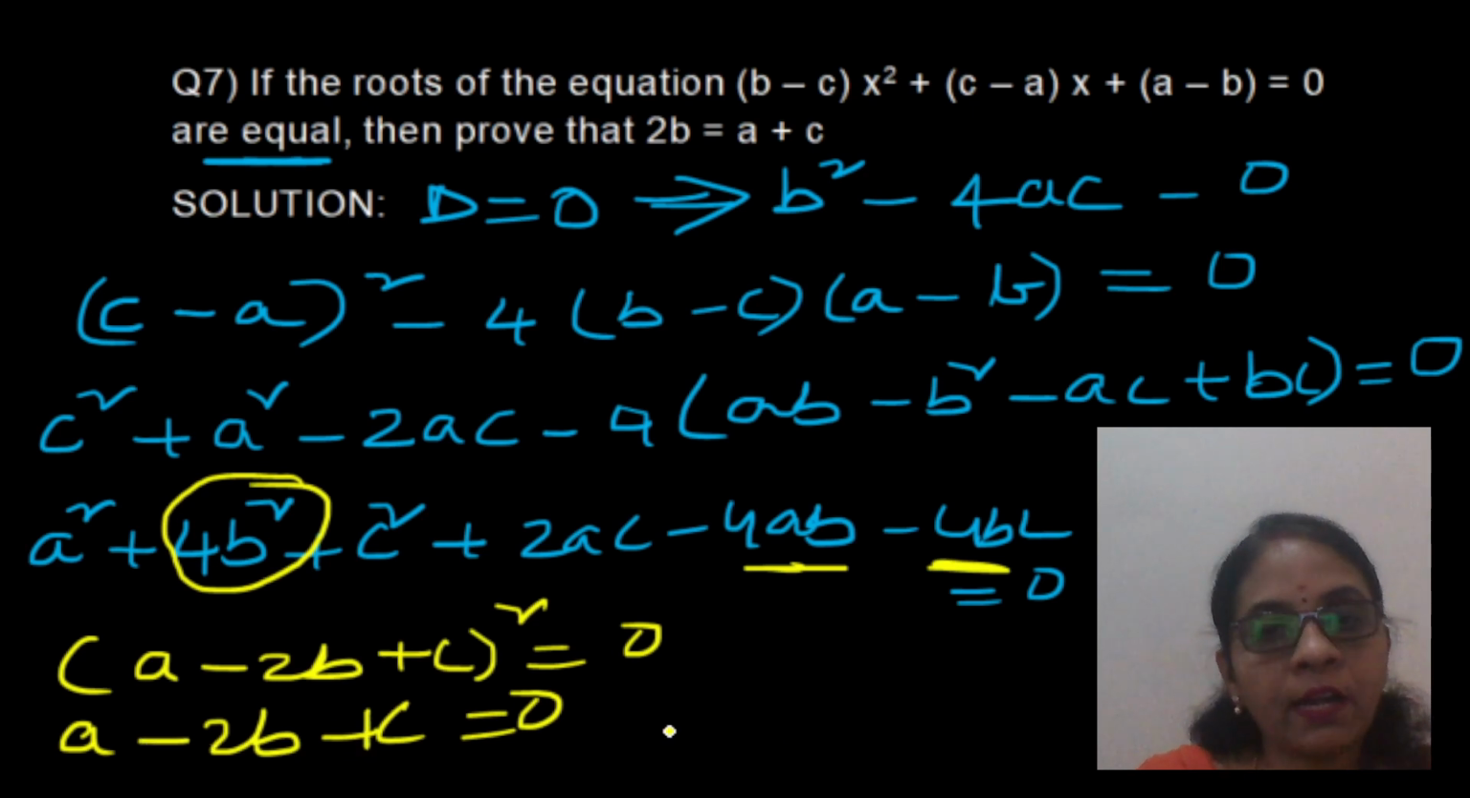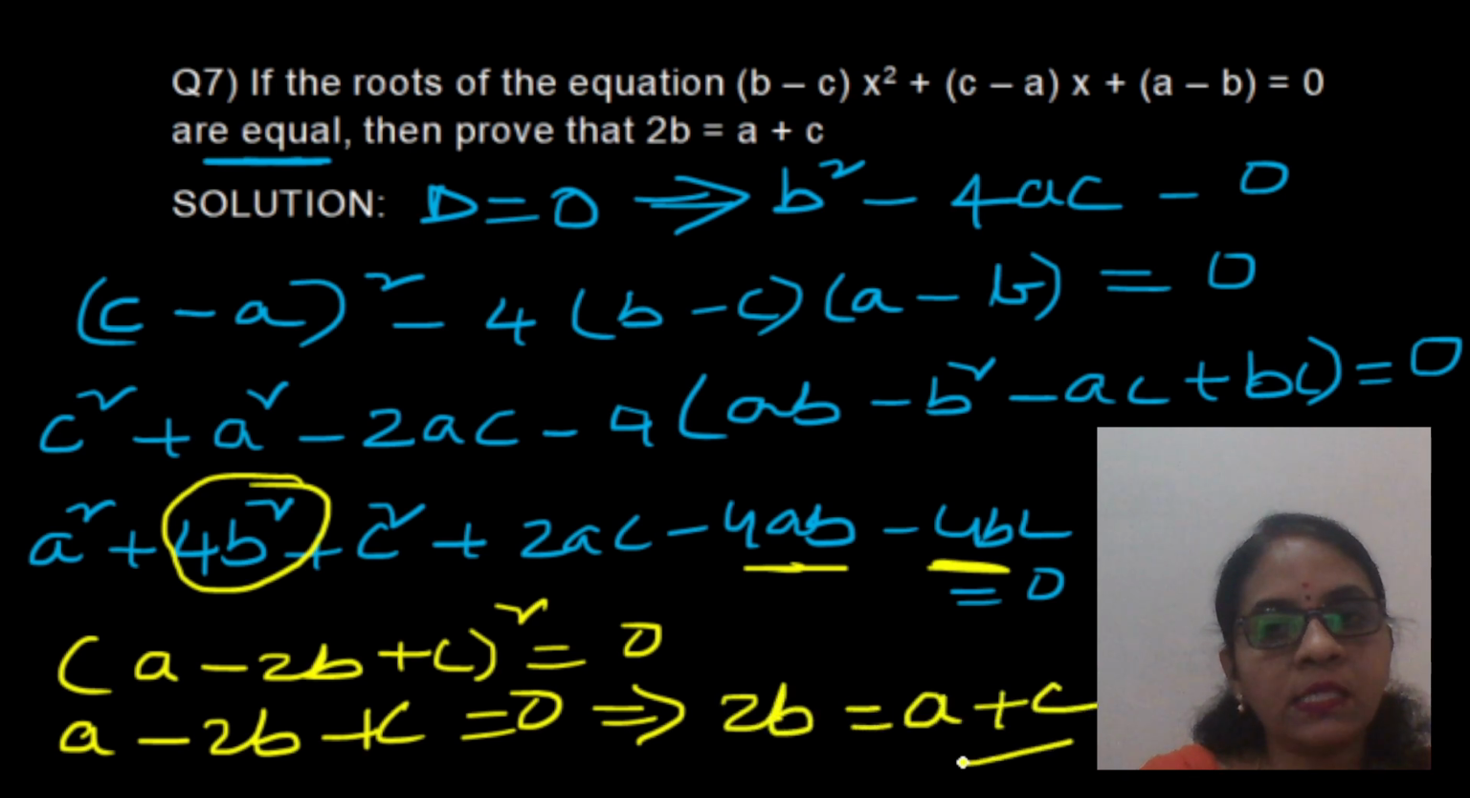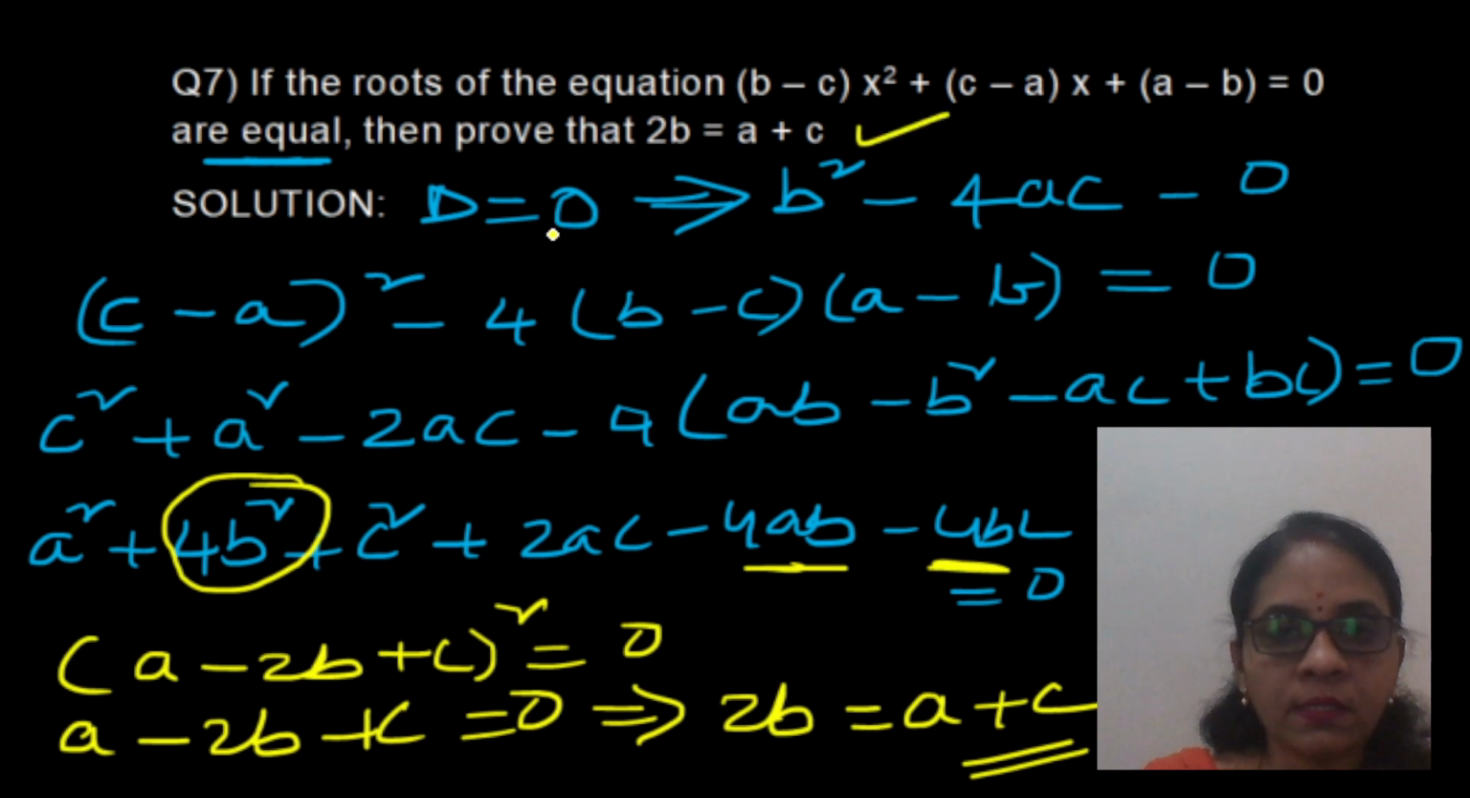Okay, and transpose 2b to the other side. So you have 2b is equal to a plus c. That is the result that is asked. Prove that 2b is equal to a plus c. Sometimes you may be asked to find the value of an unknown, sometimes you will be asked to find a result, whatever it is, apply the condition, then you are through with the answer.